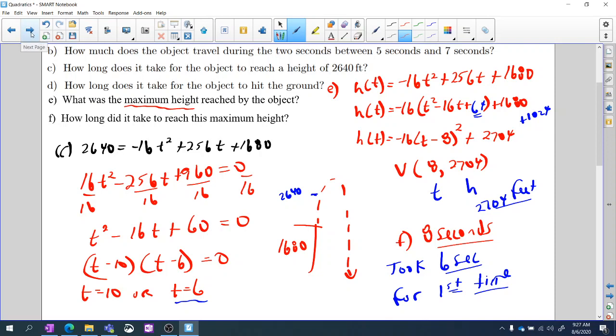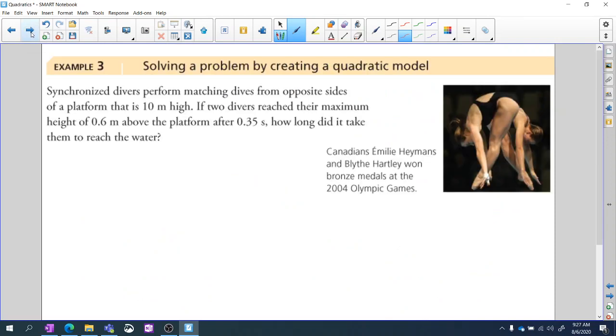All right, on we go now to a couple situations where the function's not given, so you're going to have to create the quadratic function. So we notice no quadratic given in the question. So we're going to read, interpret, see what they're telling us here. So we get divers. They're performing dives from opposite sides of a platform that's 10 meters high. The two divers reach their maximum height of 0.6 meters above the platform after 0.35 of a second. How long did it take them to reach the water?